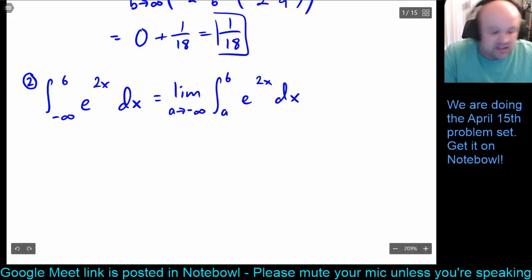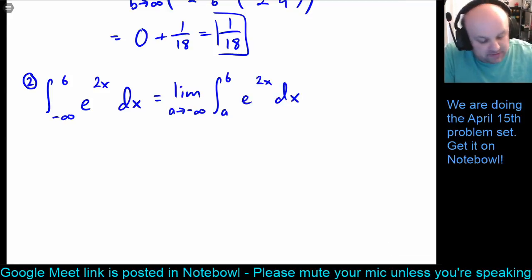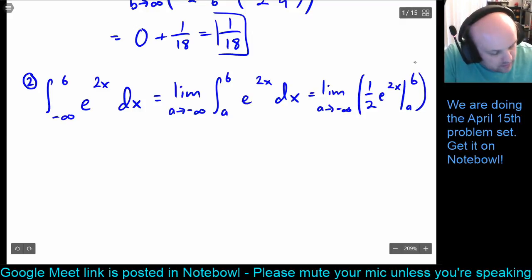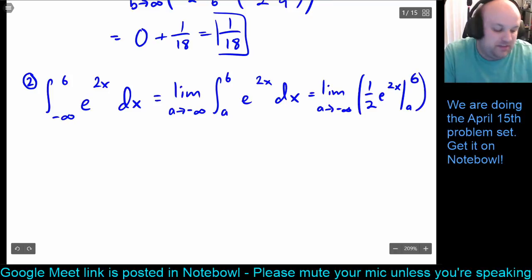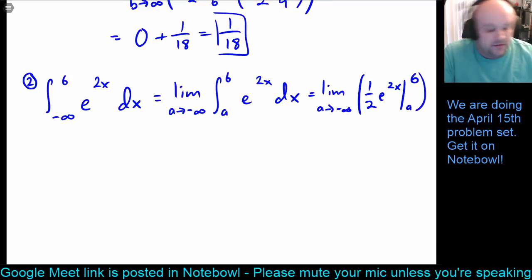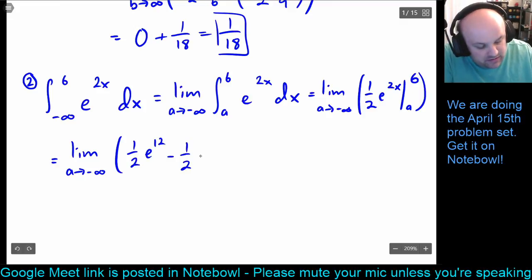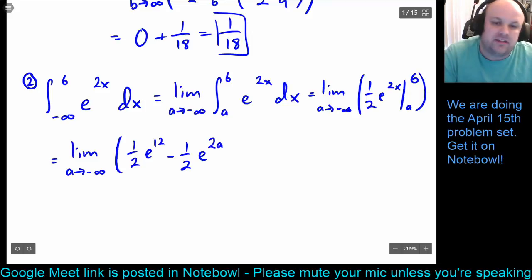All right, so we're looking at something like this, and let's go ahead and compute this integral. So this is the limit as a goes to negative infinity of 1/2 e to the 2x from a to 6. Let me make sure that really looks like a 6 and not a b. I don't want it to be confusing there. All right. So we're looking at limit as a goes to negative infinity of, let's see, here we have 1/2 e to the 12 minus 1/2 e to the 2a. That's what we're looking at here.